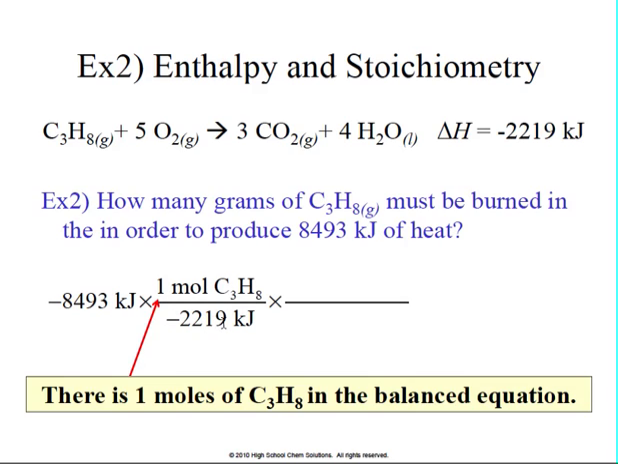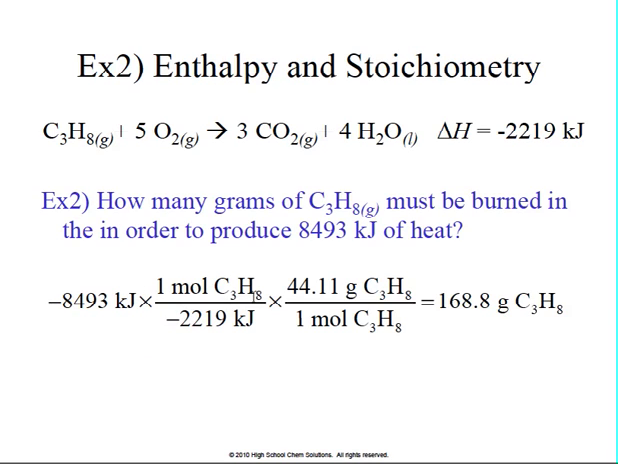Again, I put kilojoules on the bottom so the kilojoules can cancel out. Okay, that gives me moles. And of course, for moles, I can change it to grams by knowing what the molar mass of the propane is. So I know that 168.3 grams of the propane was needed. So go over this again, and then tomorrow we'll be working with this in class.